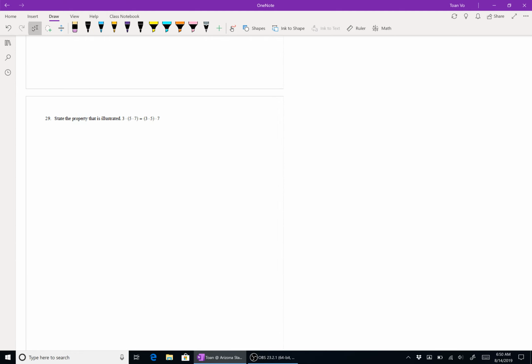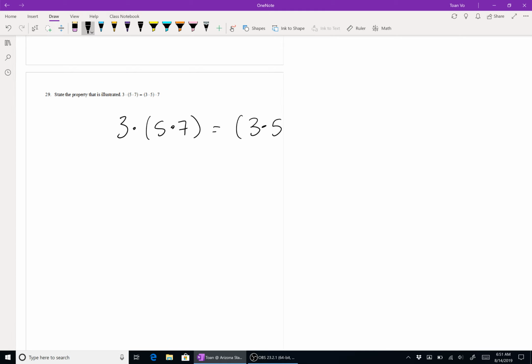Number 29, state the property that is illustrated. There was nothing to figure out. These properties, you either know it or you don't know it. But what are the hints? What are the things you should be looking at? There are two things that you should be looking at.